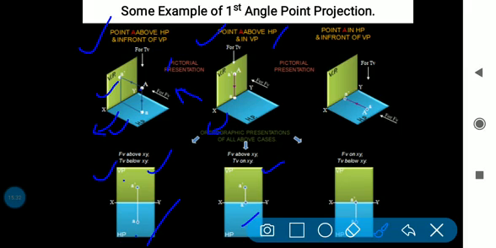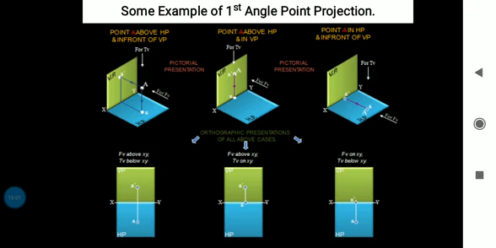And this is the last problem: the point is on the HP and in front of the VP. That means the point lies on the HP and some millimeters in front of the VP. So we get the top view on the horizontal plane and the front view on the reference line. After rotating the horizontal plane, we get the front view A dash on the reference line and the top view on the horizontal plane. So ultimately the point projection is clear.